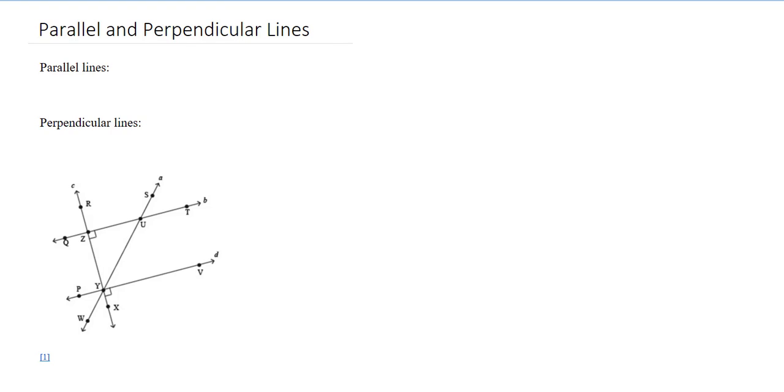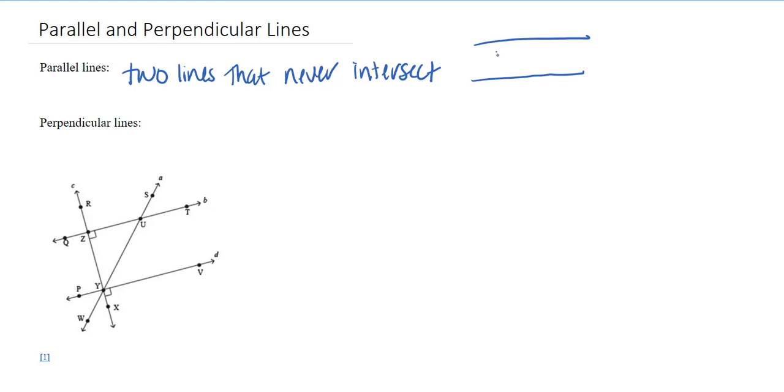Parallel and perpendicular lines. So parallel lines means there's two lines that never intersect. And this is because you have two lines that are always equal distance from each other. Like it always stays that same distance apart. Always. So they can just keep going on forever and never intersect.